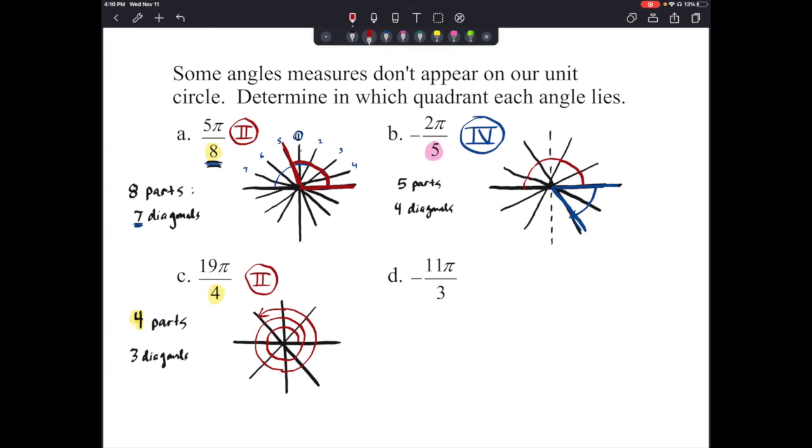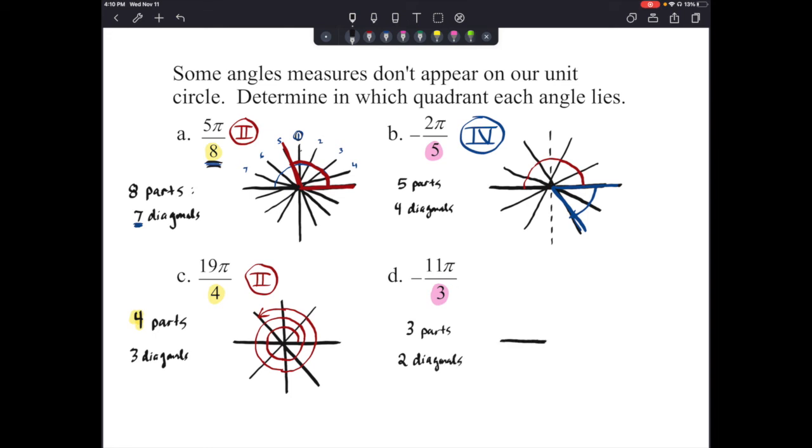Hopefully you see how we did that. Okay, so now we're on to the last one. This one's negative 11 pi over 3. Okay, so again, now we're back to the odd number down here. So remember, if you've got 3 parts, we've got 2 diagonals when we're trying to draw it. So let's try this here.